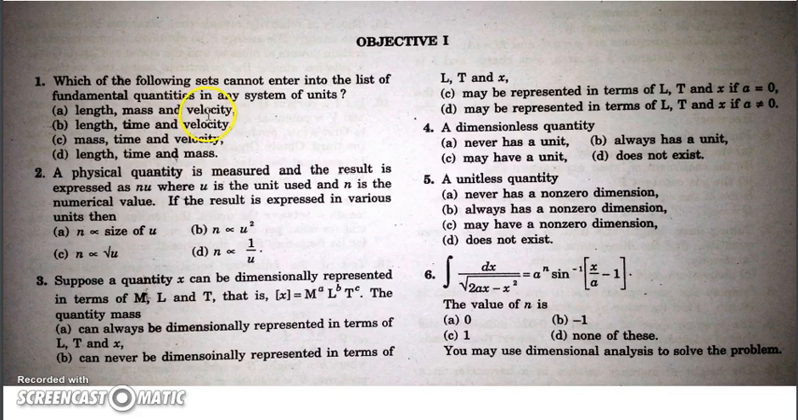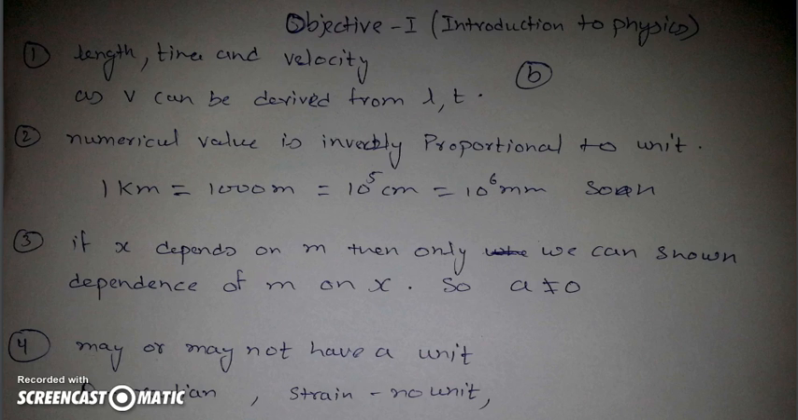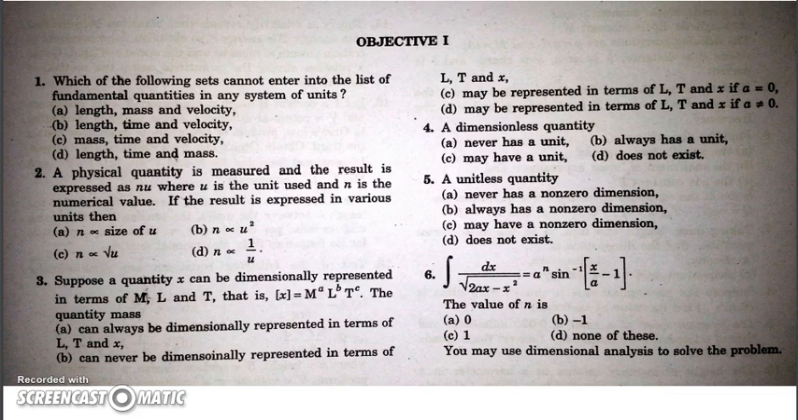So length, mass, velocity can be fundamental, but mass, time and velocity cannot, because mass, time, velocity, if we look, get defined in terms of the others. Length, time, velocity can be derived from L and T. So L, T and V simultaneously cannot be a part of the fundamental physical quantities in the system of units.